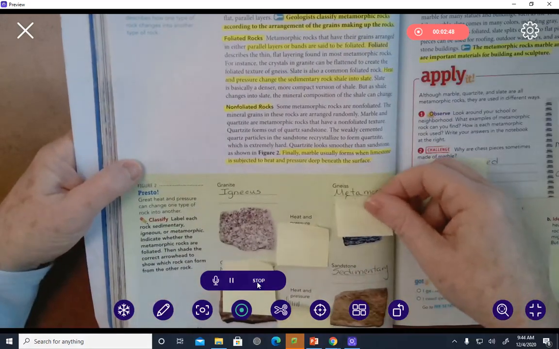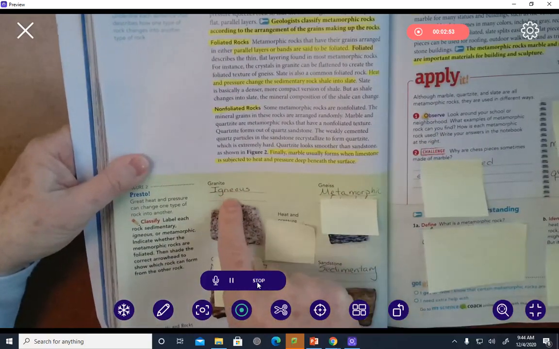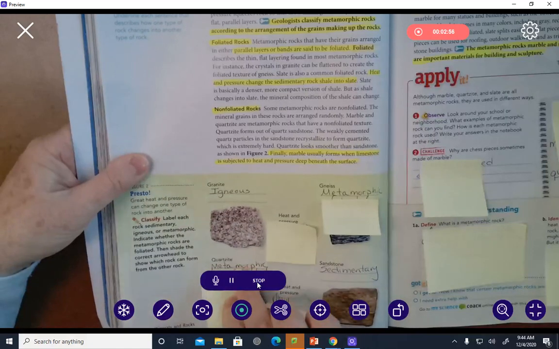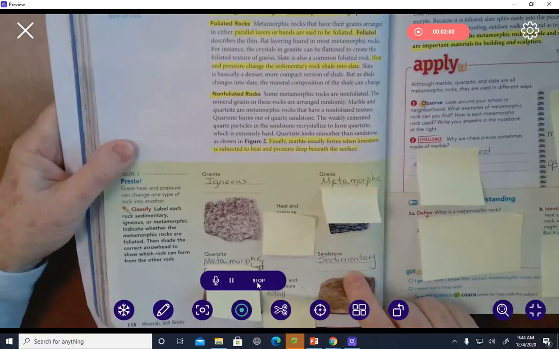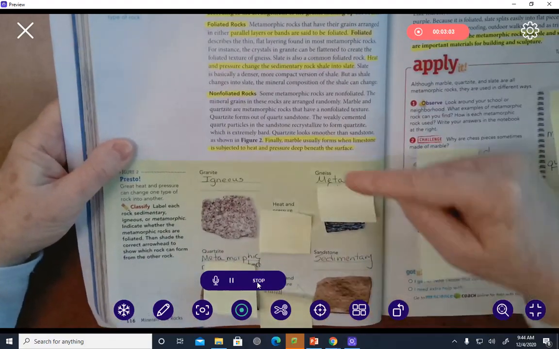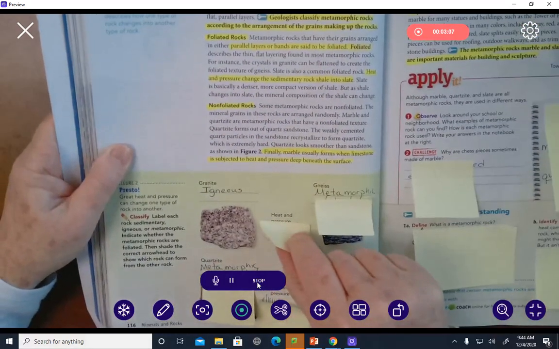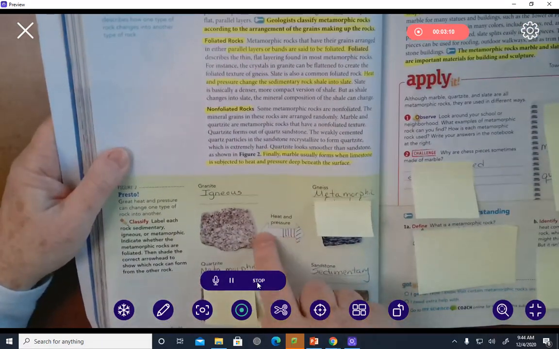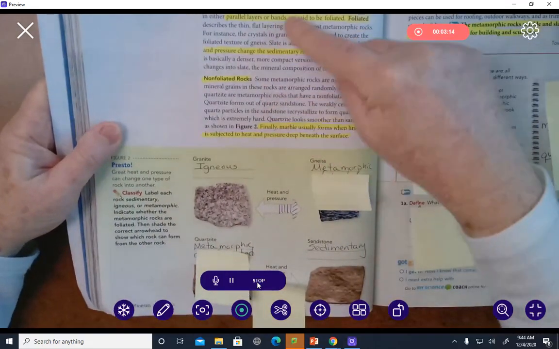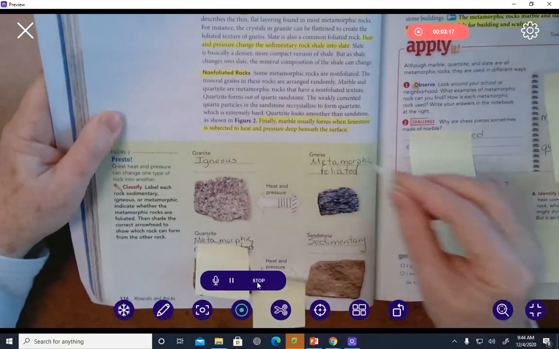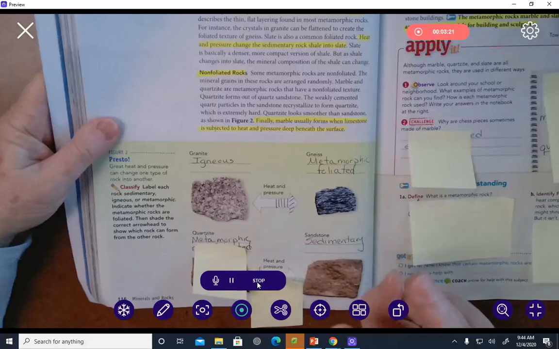So I went ahead and said, well, this rock, gneiss, is metamorphic. Granite, as we know, is igneous. Quartzite is metamorphic, and sandstone is sedimentary. So if you did this part right here, you know that granite actually turns into gneiss, right? And if you read what foliated and non-foliated meant, if you're taking a look at this, it looks like there's layers there, folds, if you will.